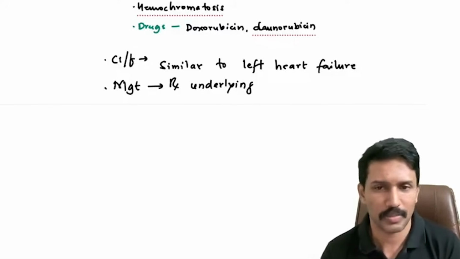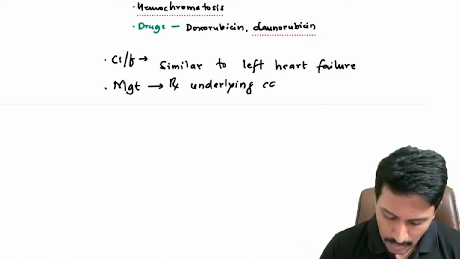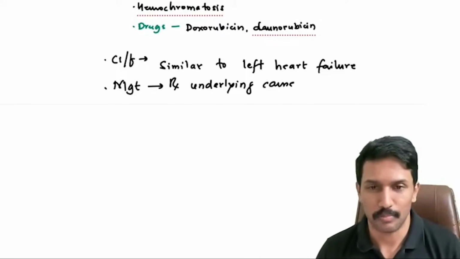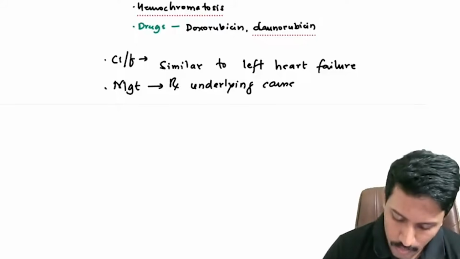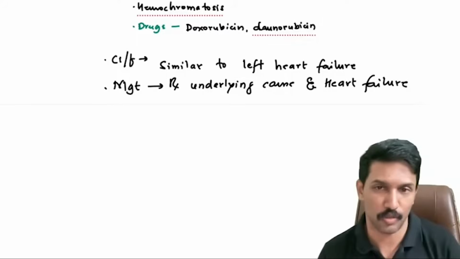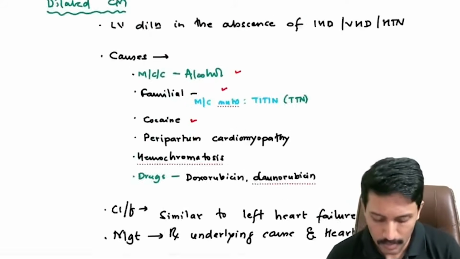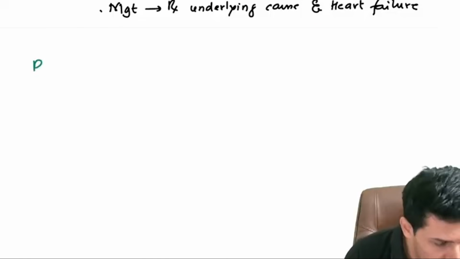That will help him. Plus, right now he has got heart failure, so I have to follow the standard heart failure treatment, that is ACE inhibitors, ARBs, beta blockers, all of that, and if required, cardiac transplantation. So treat underlying cause and heart failure. So no specific treatment for dilated cardiomyopathy as such. Okay, next I will talk about restrictive, and then we will go to the hypertrophic.